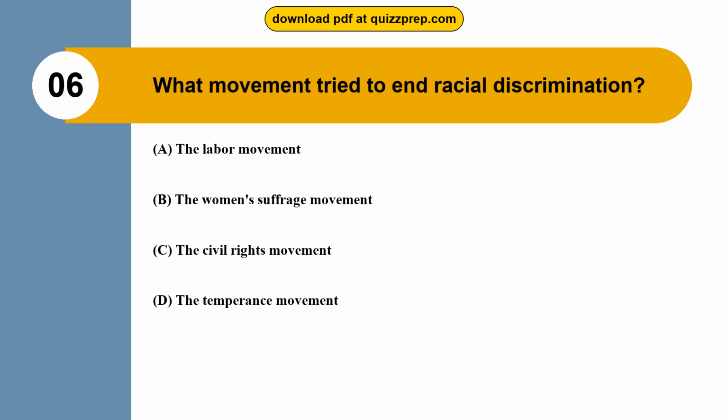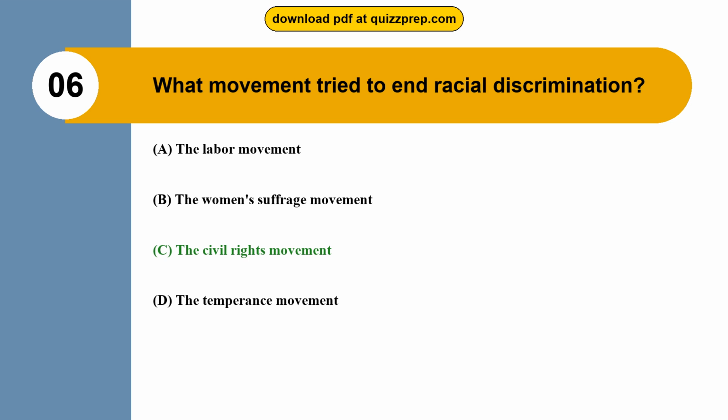Question 6. What movement tried to end racial discrimination? Option A. The labor movement. Option B. The women's suffrage movement. Option C. The civil rights movement. Option D. The temperance movement. The correct answer is option C.